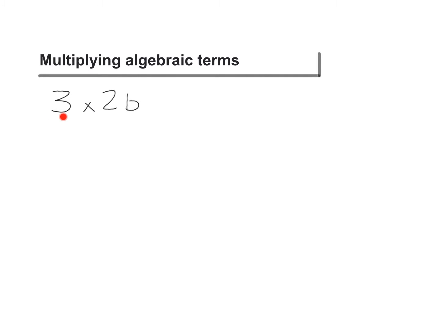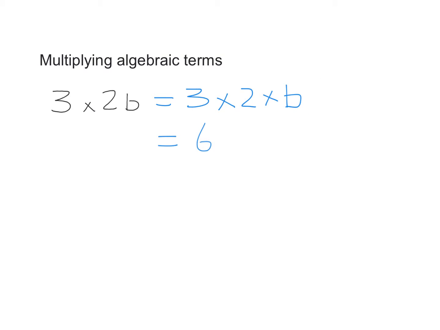So let's see if we can multiply 3 by 2b. We can actually write this as 3 multiplied by 2 multiplied by b. And therefore, if we multiply this out, 3 times 2 times b, we end up with 3 2s are 6 and our pronumeral b. And that will be our answer.